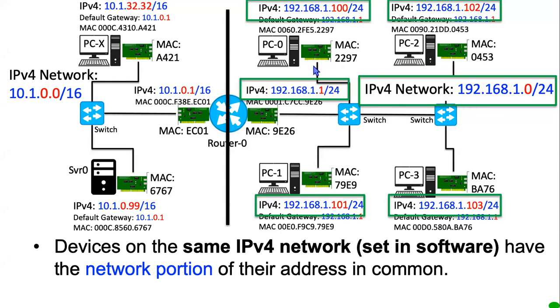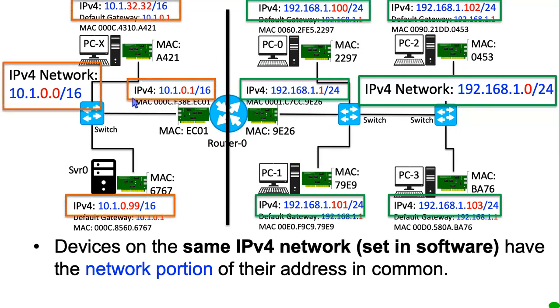So you don't need to know about IP, but kind of in general, notice that all the devices on this side of the router have the IPv4 address starting with, in blue, 192.168.1. On the other side, they belong to a different network. They all have the first two digits in common, 10.1.